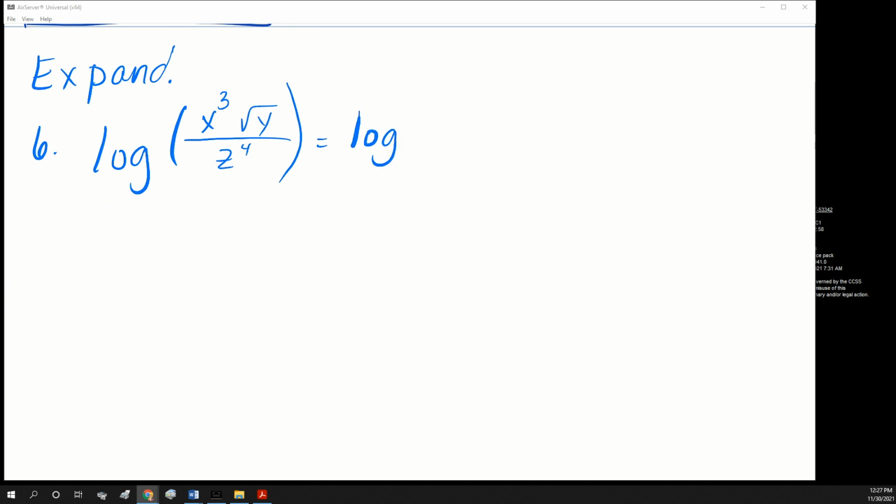All right, so we'll start off with x. So we have log of x cubed. And then since y is in the numerator, it's going to be a plus log. And then how can you write the square root of y as y to a power? 1/2. Good. And then since z is in the denominator, we're going to do minus log of z to the 4th.